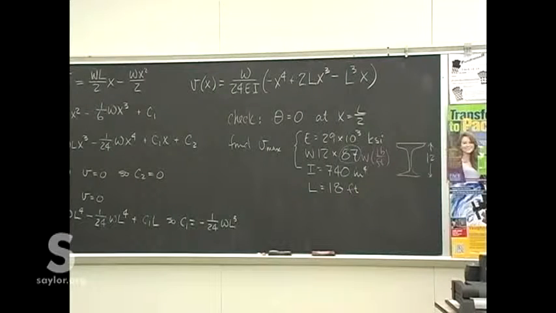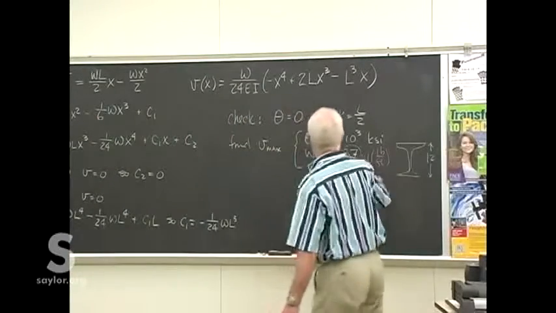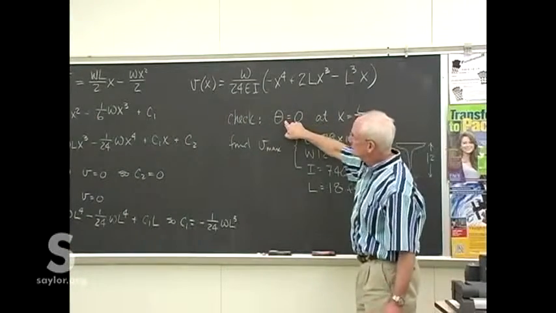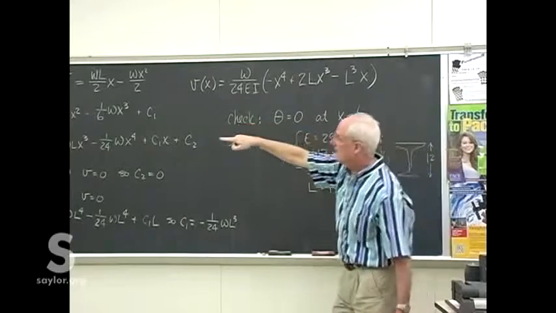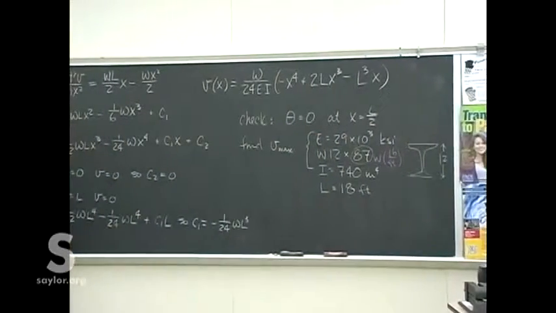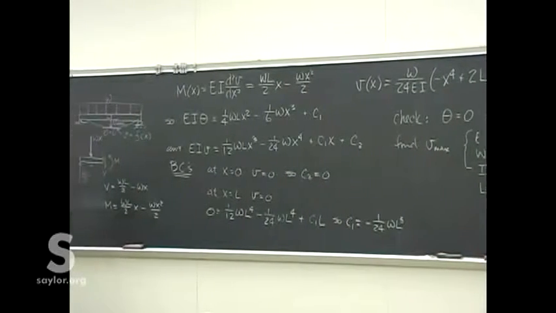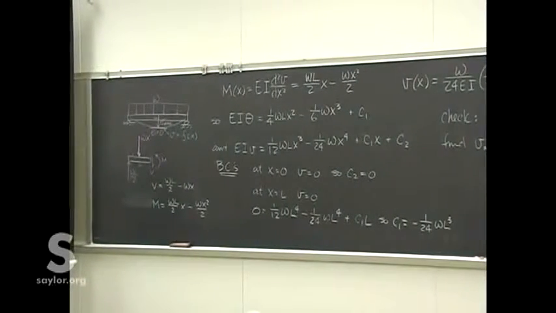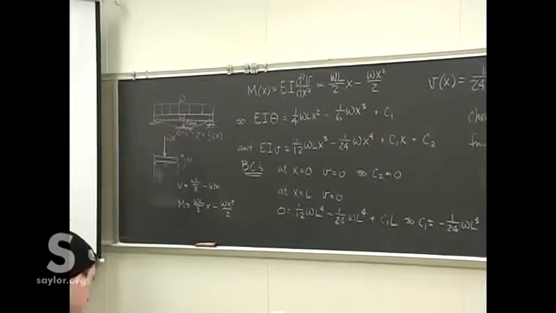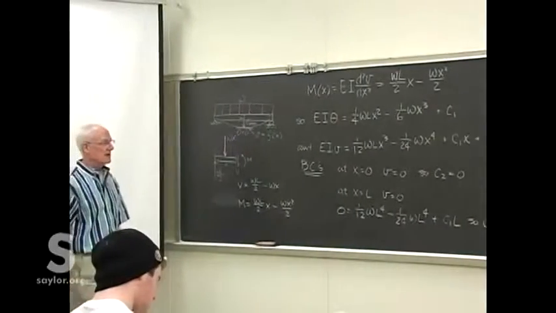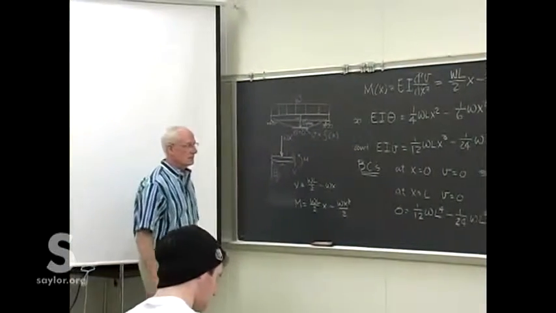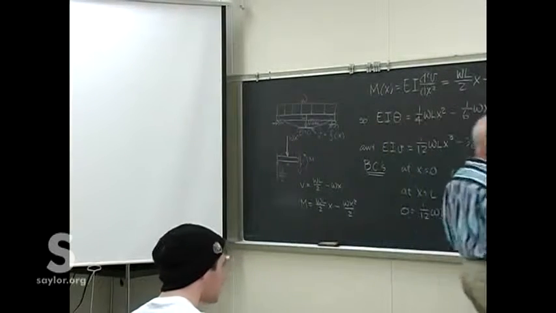How did you do it? I just grabbed your book. X equals L over 2. Because by symmetry, we know that's going to be the point of maximum deflection, the point of zero slope. Just by symmetry, we know it. We don't always know where that's going to be, but for this particular setup, it's pretty easy to know where those would be.